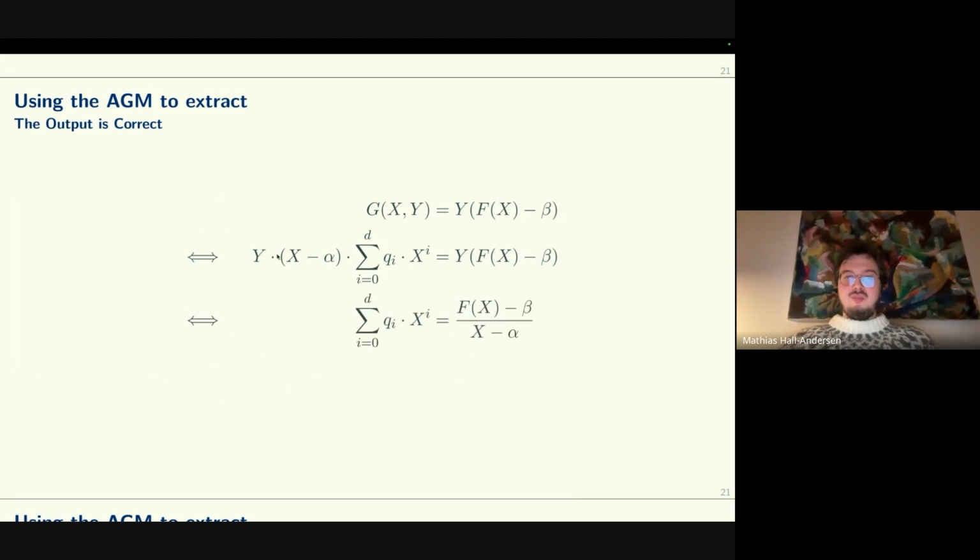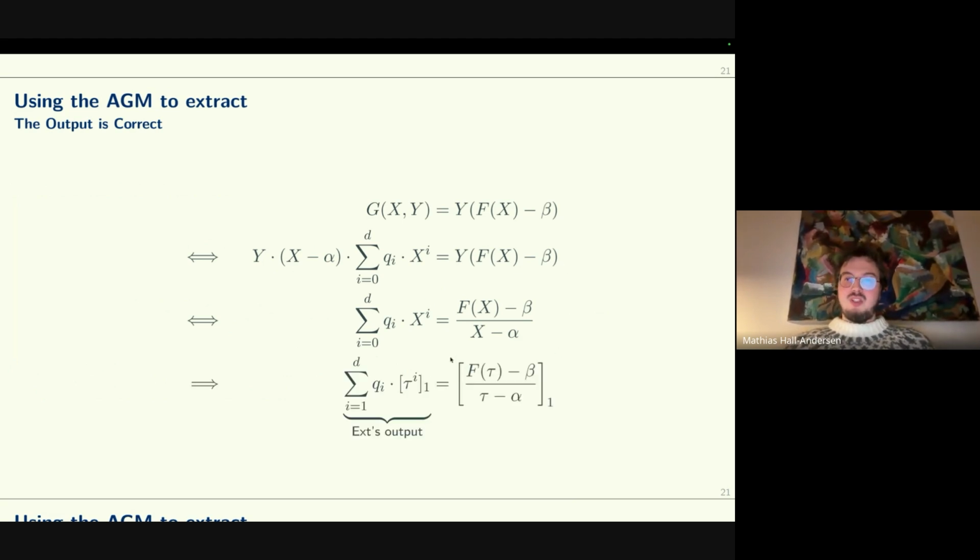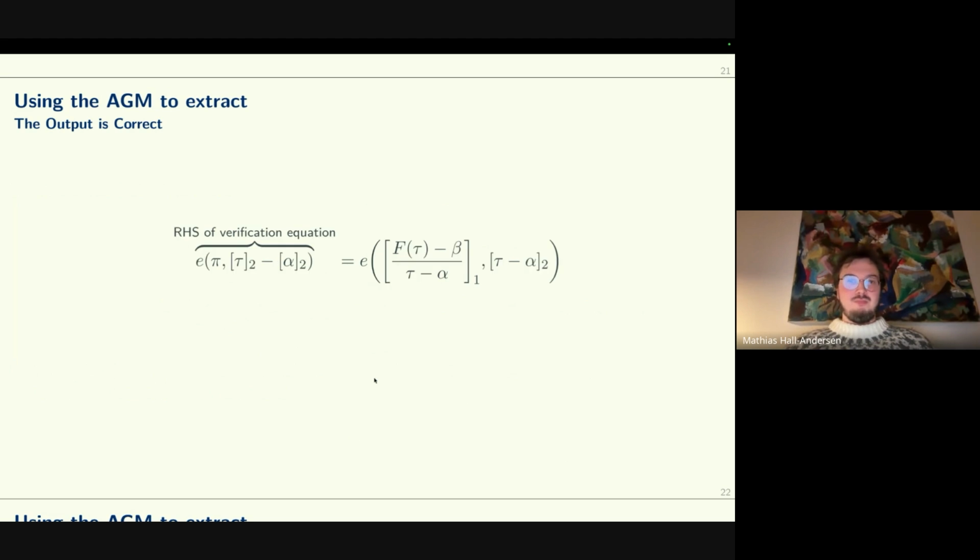And now, if I simply take this and I divide on both sides by y times x minus alpha, well, this looks like a KZG opening already, right? So now if I evaluate both sides at tau, which I can do homomorphically, then it is in fact a completely honestly computed KZG opening. Yeah, that's exactly all. That's all. Is this clear? Yeah, this is it.